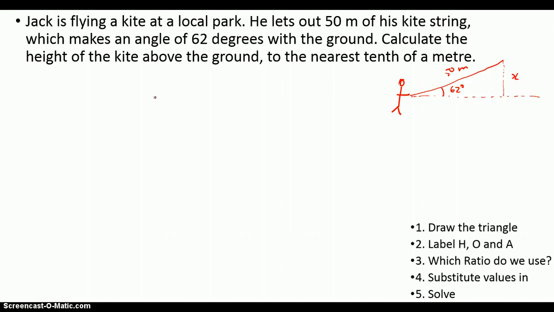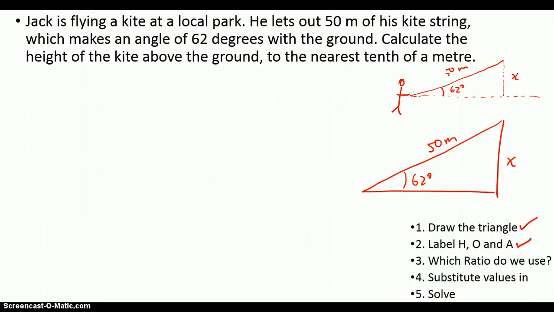So, let's draw this triangle a bit more accurately and enlarged. So this becomes 62, this becomes x, and this is 50 meters. Now, first step, draw the triangle. That's the absolutely important step in this particular example, because if you don't draw the triangle, you don't know what you're actually looking for.